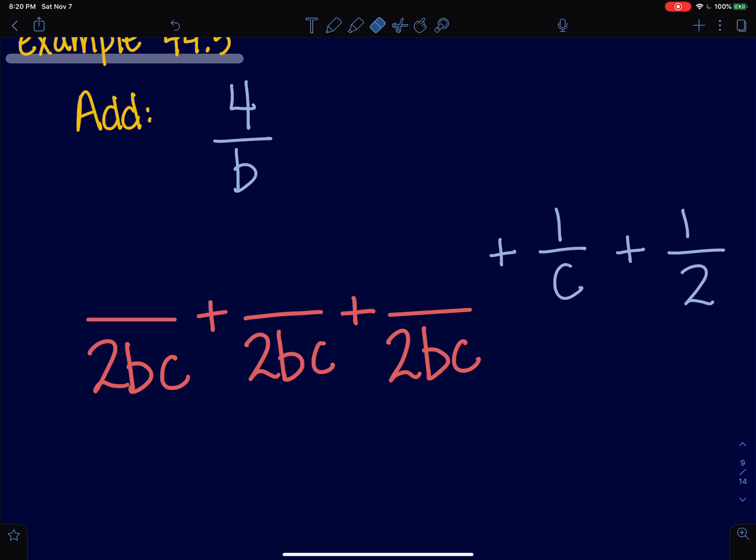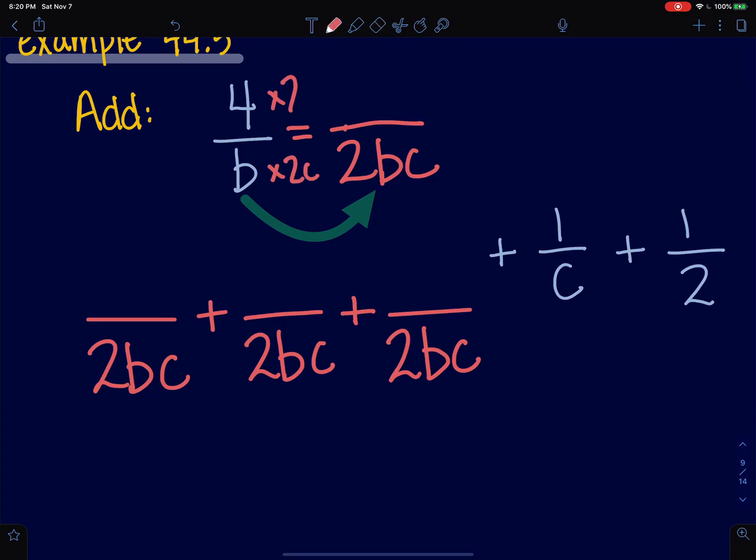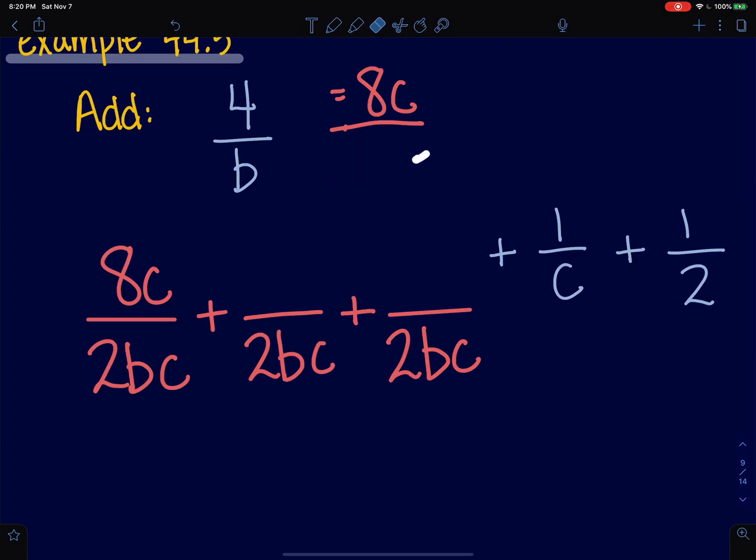What do I have to do to turn 4b into a fraction that has 2bc on the bottom? Well, to get from here to here, I had to multiply b times 2 and a c. So I had to do times 2c. So I have to multiply the numerator times 2c, and that's going to be 8c. So that's my very first fraction. Okay? Now, erase. Now, I'm done with this one.